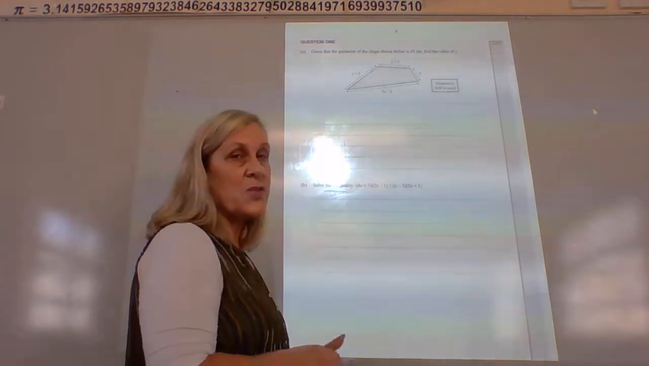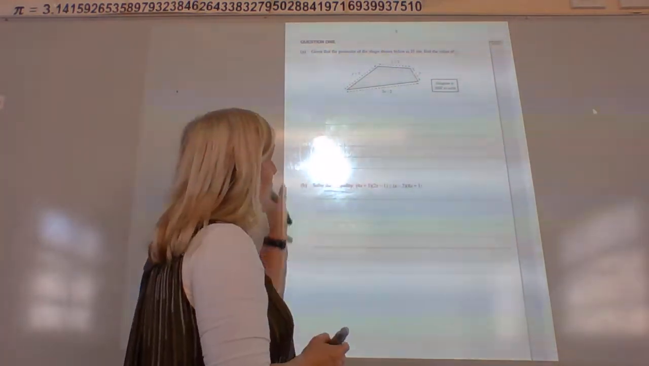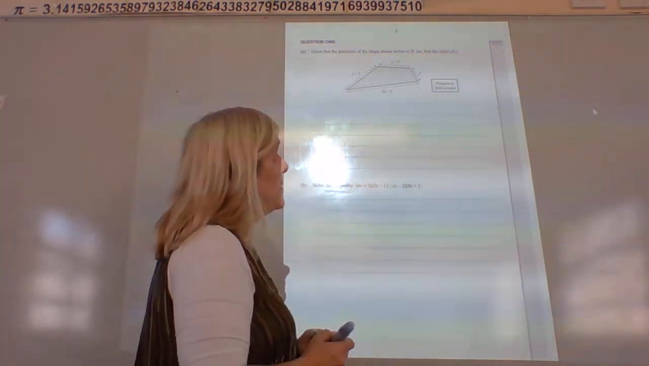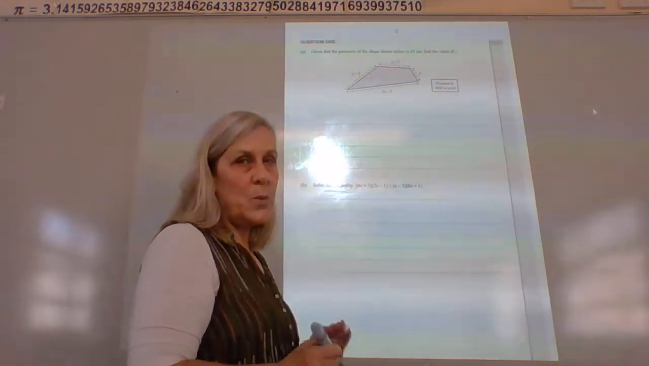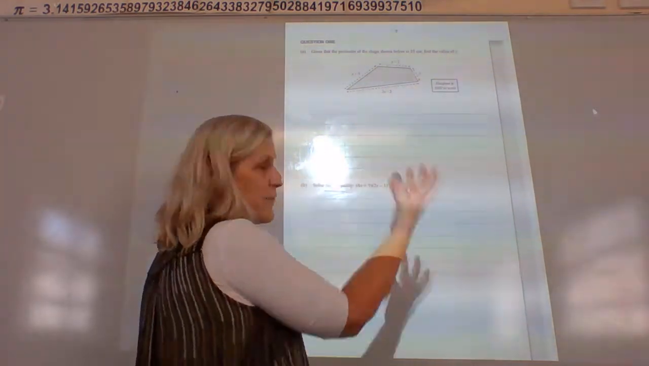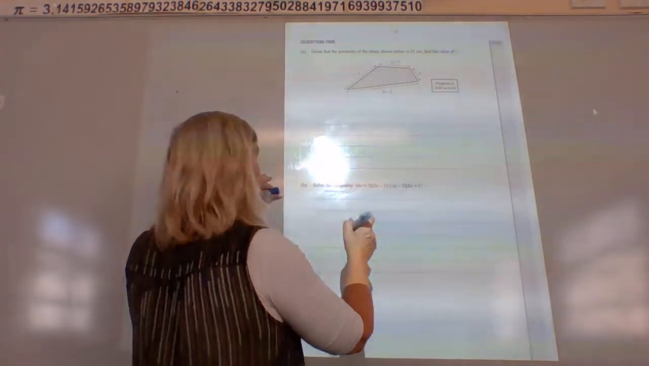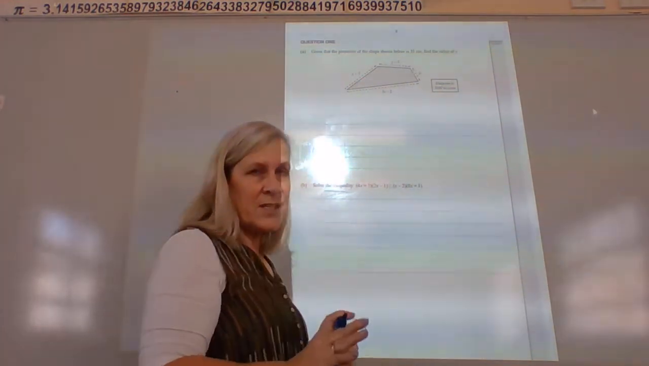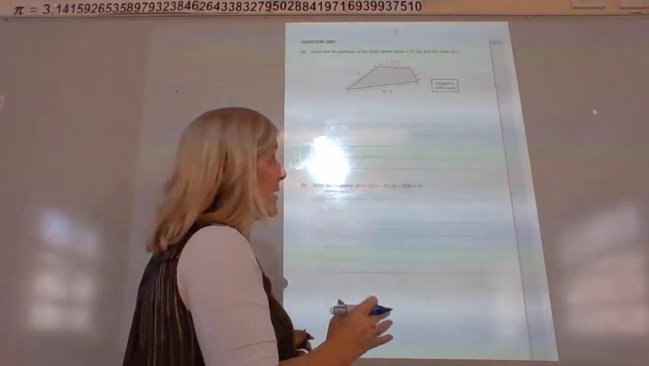Perimeter means the distance around the outside of a shape, and we know that the perimeter is equal to 35. So we're trying to find out what y is. The first thing we need to do is form an equation. So we form the equation because answers only aren't great in this. We have to do all the working in the MCAT.